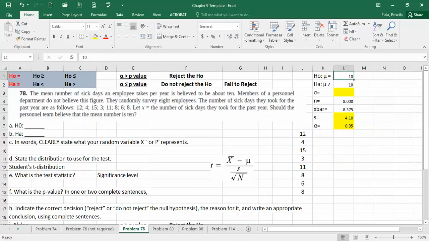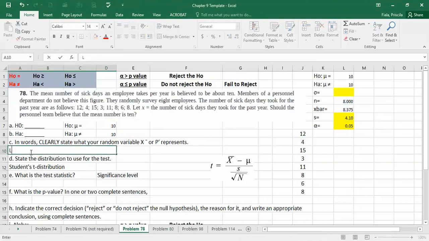Therefore, your null hypothesis you have previously stated, correct? Let's just put it like this. So your alternative hypothesis you have stated to be the mean is different than 10. In words, and let me state what my random variable is. We're working with x bar, not proportions. Therefore, let x bar equal the mean number of sick days an employee takes per year.